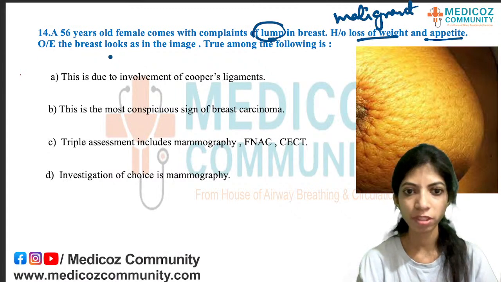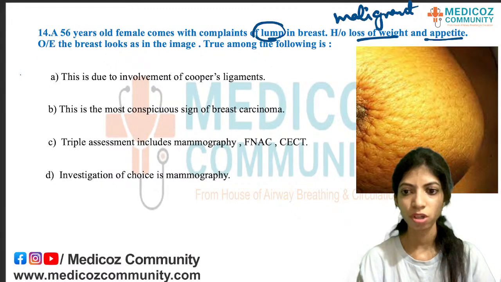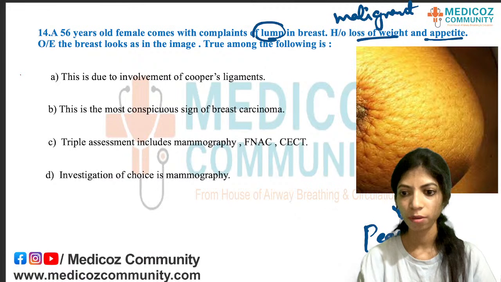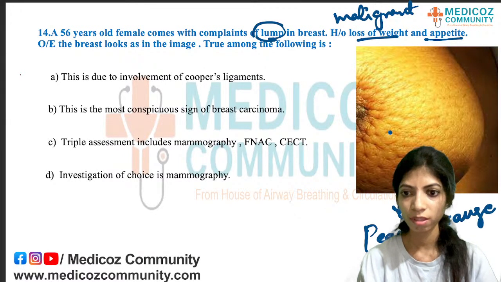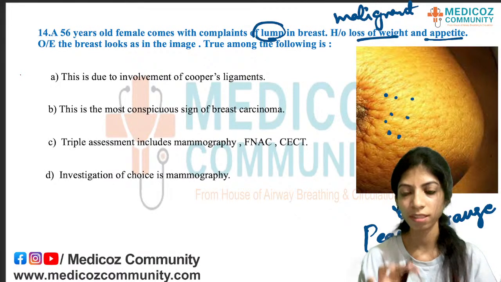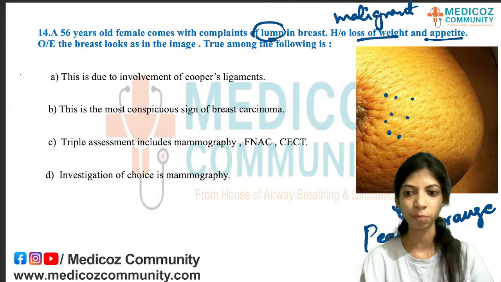Okay, so on examination, the breast looks as in the image. So what is this image showing? This image is showing the classical peau d'orange appearance of the breast. So this dotted appearance is there, which is similar to the skin of the orange. So this is called peau d'orange appearance.